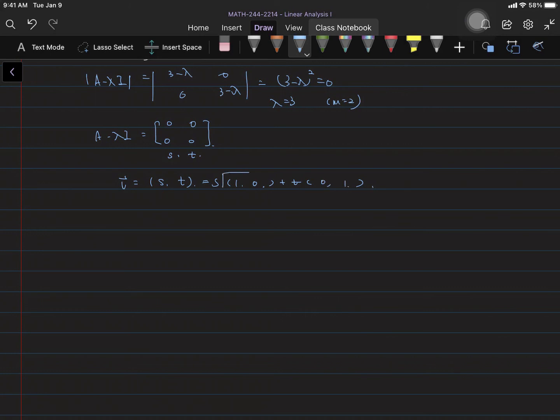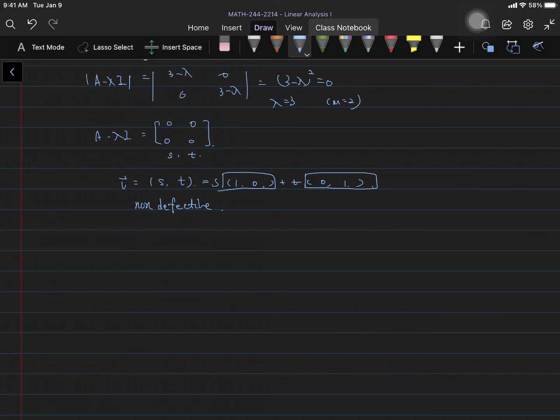So how many vectors do we have here? 1, 2, same as the number 2. So this is non-defective. Okay, that's the meaning of defective or non-defective.